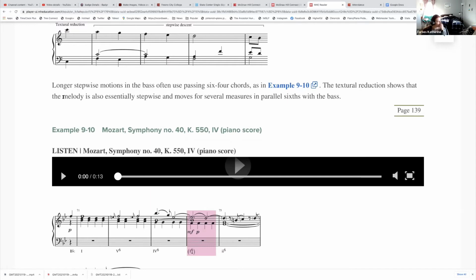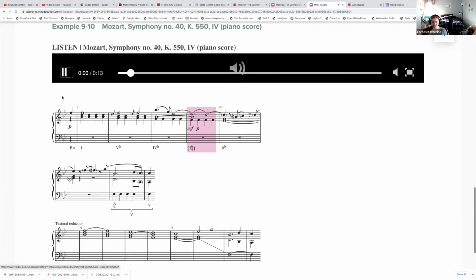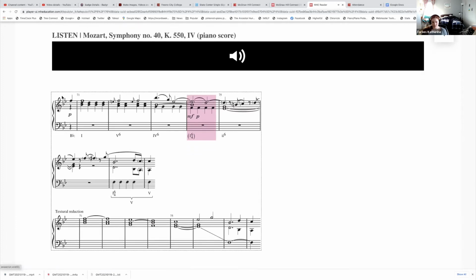Longer stepwise motions in the bass often use passing 6/4 chords, as in example 9-10. The textural reduction shows that the melody is also essentially stepwise and moves for several measures in parallel 6ths with the bass. Here we go, Mozart. Example 9-10.